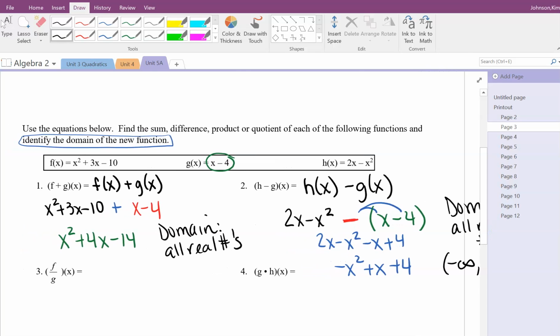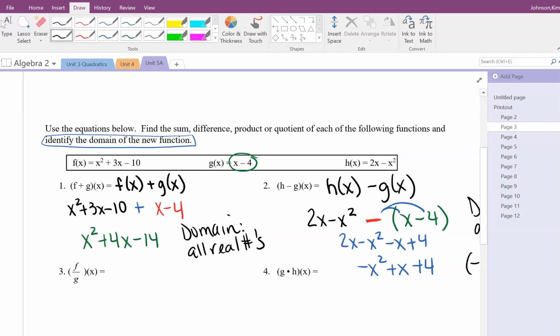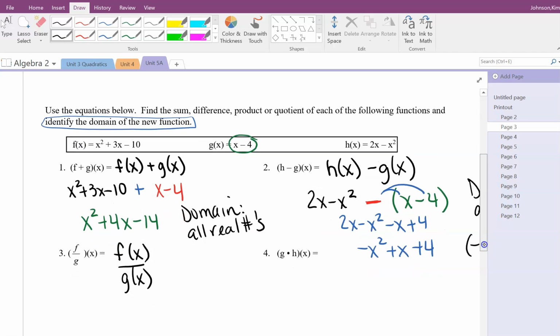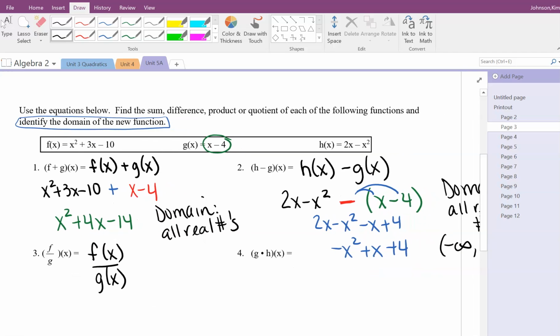Okay, number 3, I want to take f of x divided by g of x, right? So that's just taking f of x divided by g of x. I actually like these ones the best as far as the evaluating part. The domain gets a little bit tricky, but so f of x is the function x squared plus 3x minus 10, divided by g of x, which is the function x minus 4.